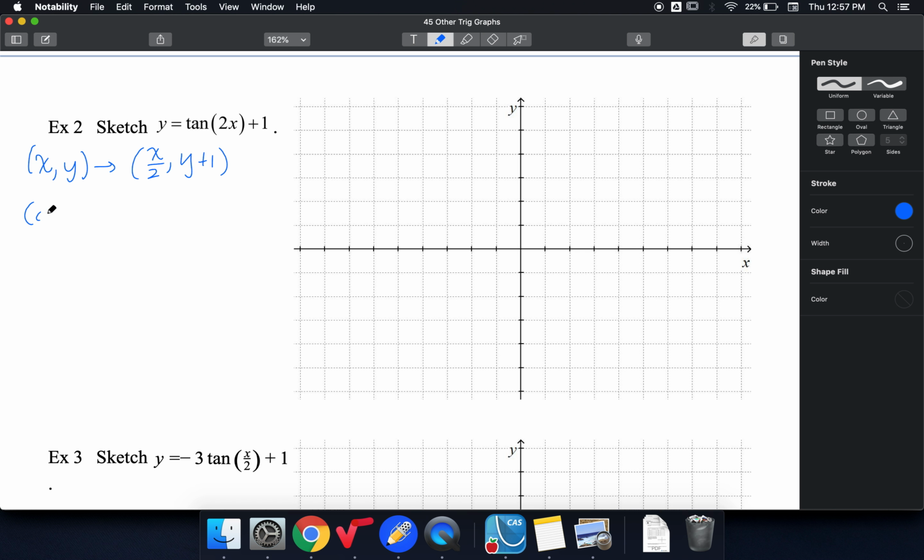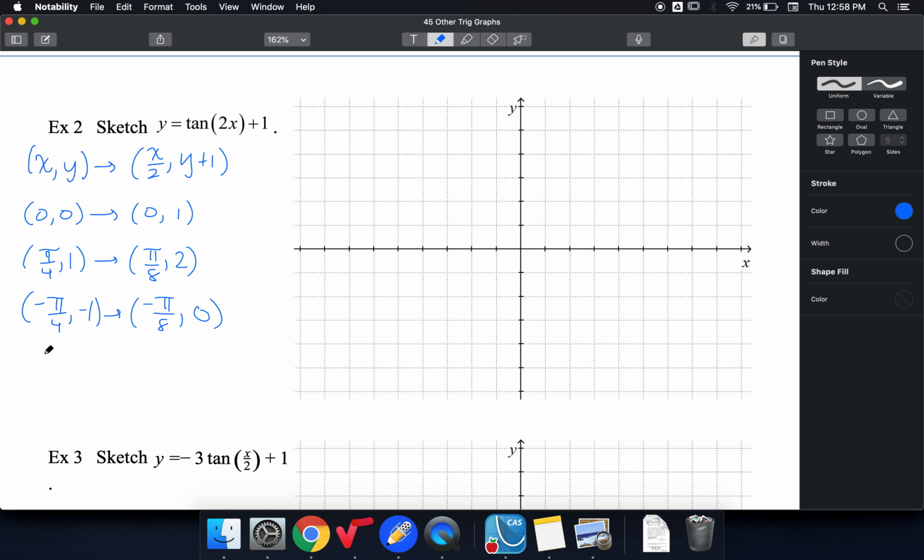So tangent normally goes through 0, 0. So I'm going to go through 0, 1. Normally I've got pi over 4 and 1. So that's going to become pi over 8 and 2. Negative pi over 4, negative 1. Negative pi over 8, and then 0.